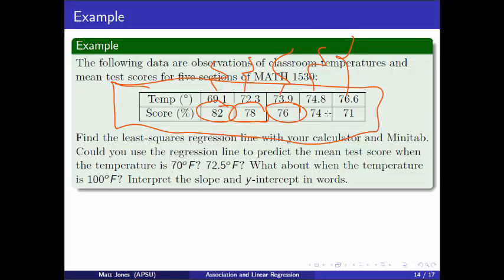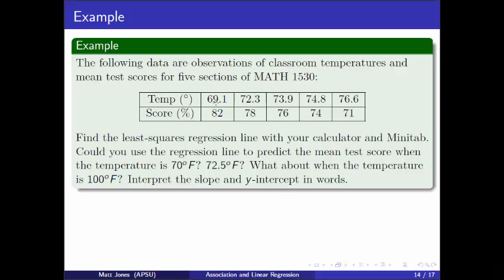What do you notice here? Is there a trend? It looks like as the temperature increases, the average exam score is decreasing, right? That sort of makes some sense, I guess, right? I mean, the hotter it is, I know it's harder for me to think when it's hot. Well, let's build a regression model here.